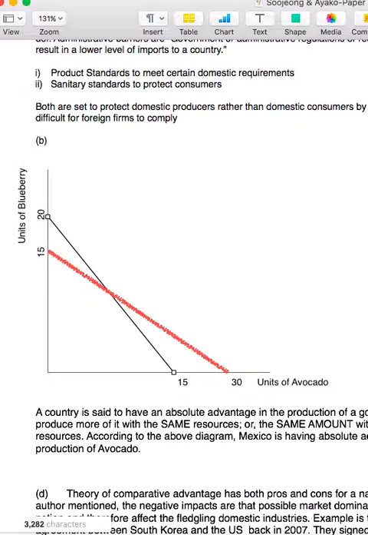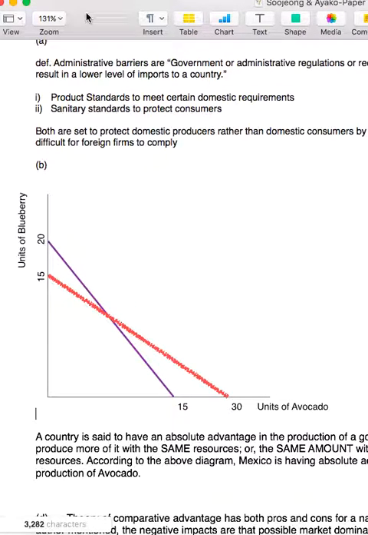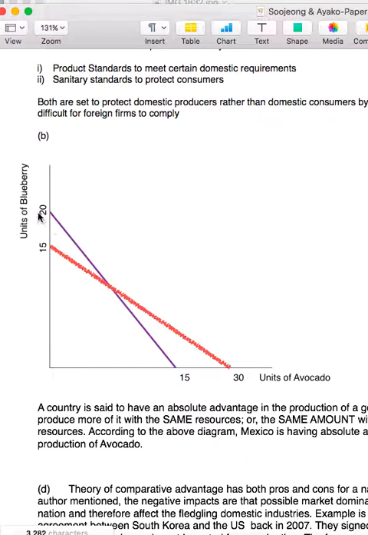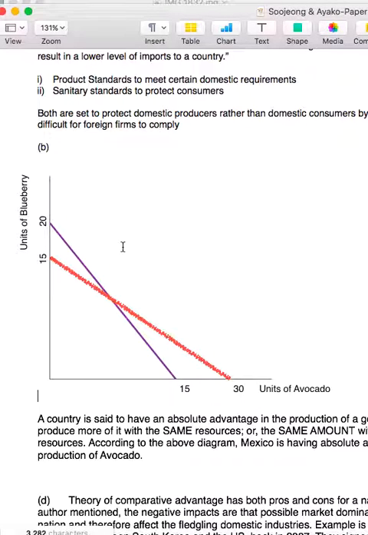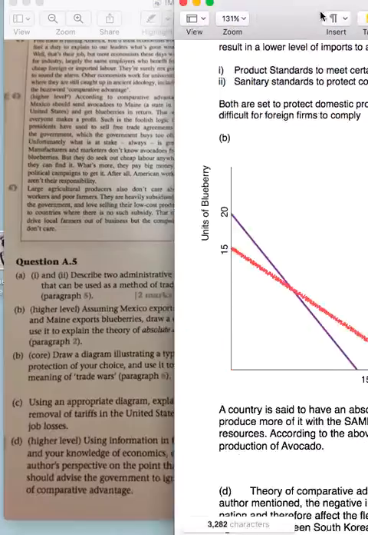The second line represents the situation of Maine, because they produce 20 units of blueberry while they produce 15 units of avocado, and this shows that they have an absolute advantage in producing blueberry. So they have the reverse situation. Each has its own advantageous product to be produced.